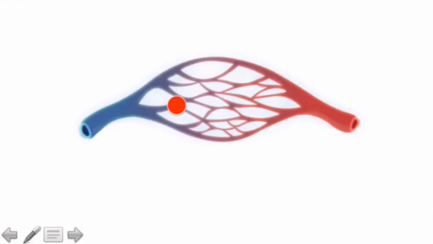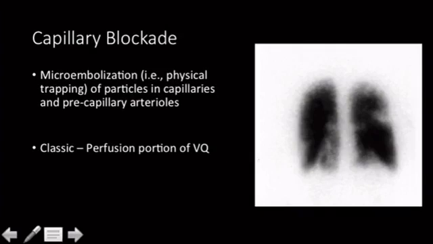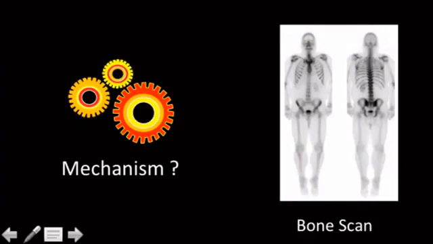If it's too small, it'll just pass right through. If it's too big, it'll get stuck further out, and it'll cause a big pulmonary infarct. So capillary blockade is what's actually happening here. So that's the vocabulary word that you want to use if you're asking for a mechanism of localization for the perfusion aspect there. All right, now we've got a bone scan.